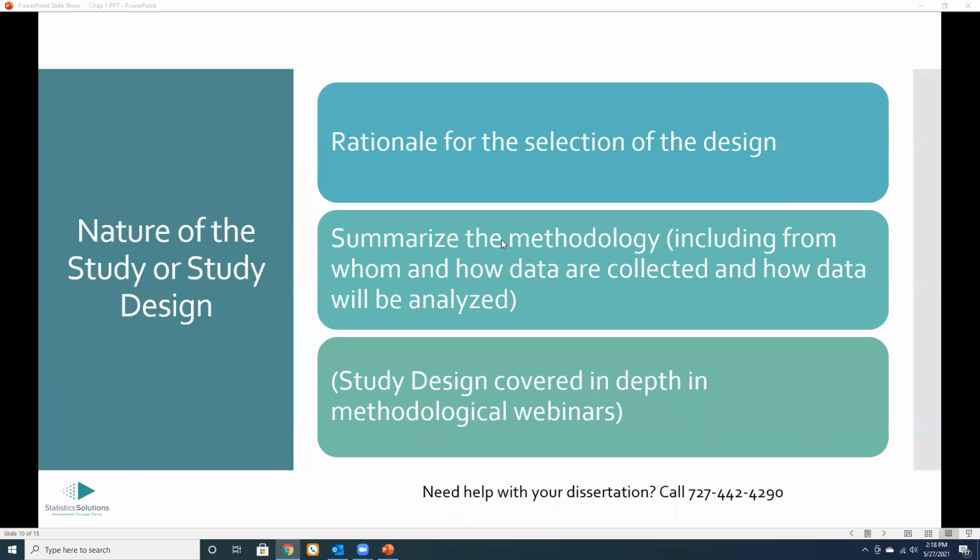Okay, next section, nature of the study or the study design. There's usually going to be a methodology section in chapter 1. And again, this is not a methodological webinar, so I'm not going to cover this. We do run webinars on the methodology sections if you want to attend one of those. But this would be the section where you would describe your methodology, your design, and usually some kind of rationale for why you've picked a design.